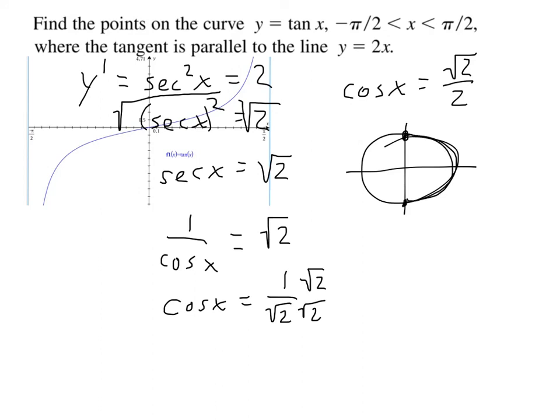So if I'm looking at that, when is cosine equal to root 2 over 2? Well, I know root 2 over 2 is when we're at those 45 degree angles, which would be at x equals negative pi over 4 and at pi over 4. So those are the points on the curve between negative pi over 2 and pi over 2 of when the tangent of x has a slope of 2.